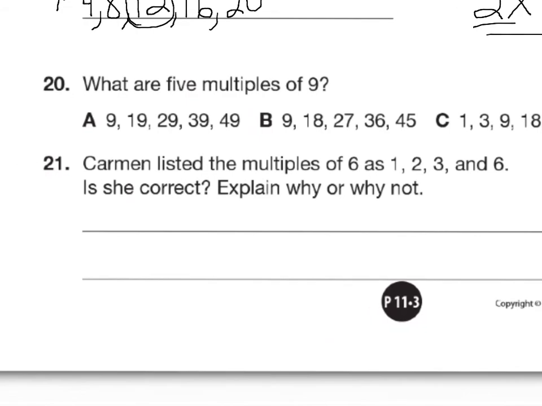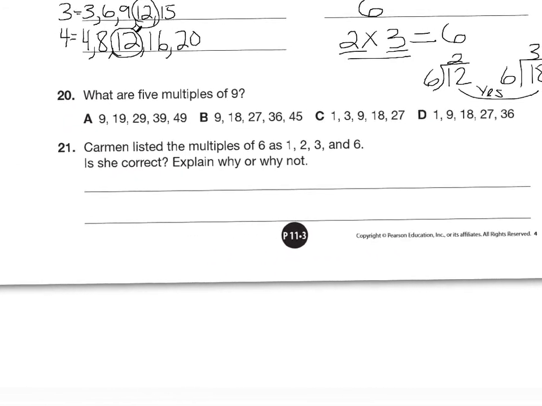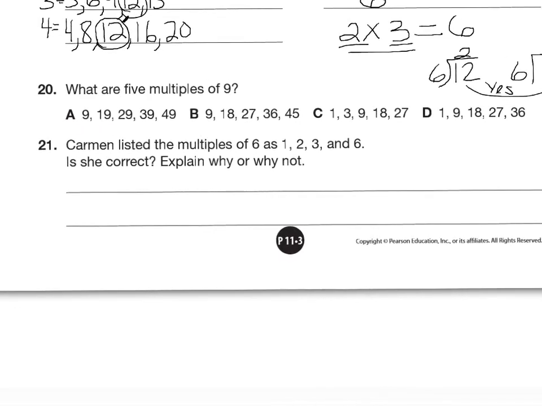All right, number 20. What are the 5 multiples of 9? So if you look at these closely, they're all pretty much going up. So 5 multiples of 9. Is 1 a multiple of 9? Can't be, because 1 and 3 are smaller. So you can get rid of that. You can get rid of that one because it has a 1.